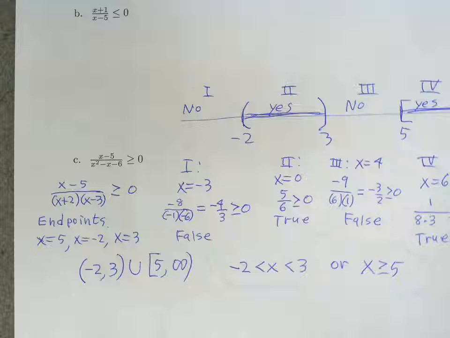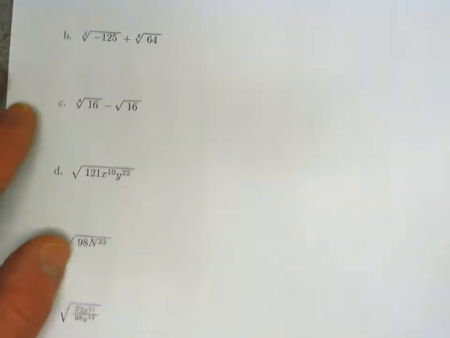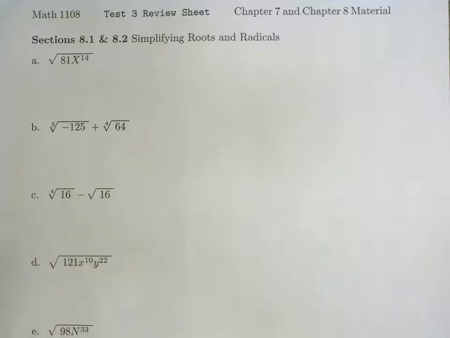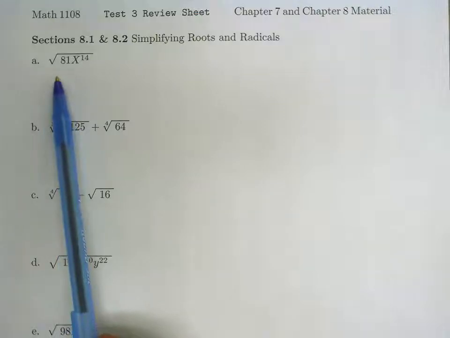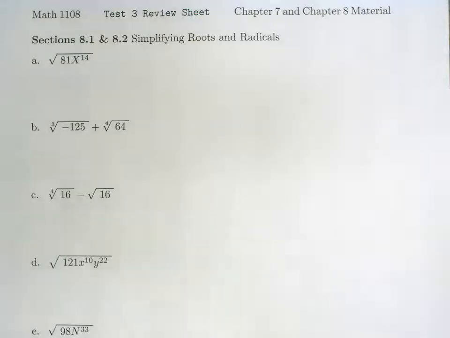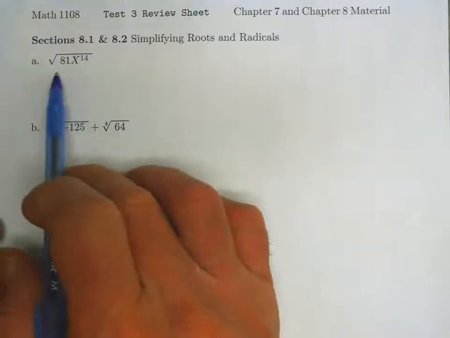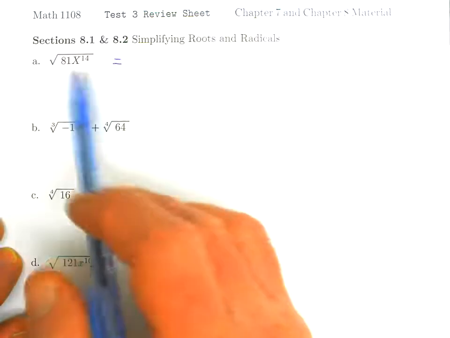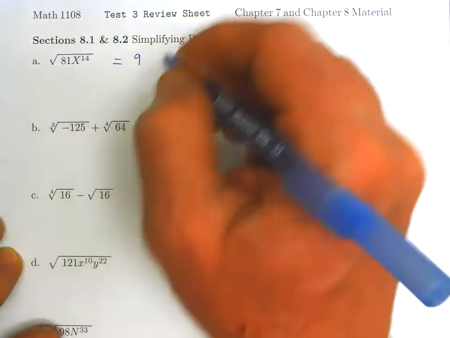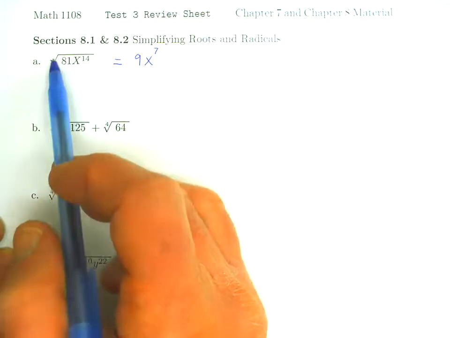Okay, we'll start the Chapter 8 review material. So sections 8.1 and 8.2. So 8.1 will seem pretty easy compared to what we did in 8.2. So the square root of 81x to the 14th. We're going to assume that x is not a negative number so that we don't need to use the absolute value symbols. Okay, so the square root of 81x to the 14th, both 81 and x to the 14th are perfect squares. The square root of 81 is 9. The square root of x to the 14th is x to the 7th, because 14 divided by the index 2 is 7.